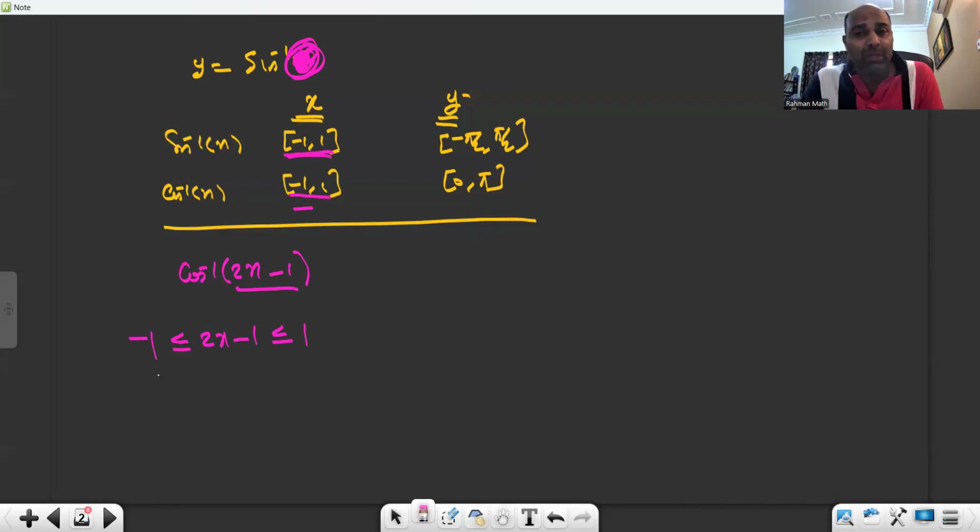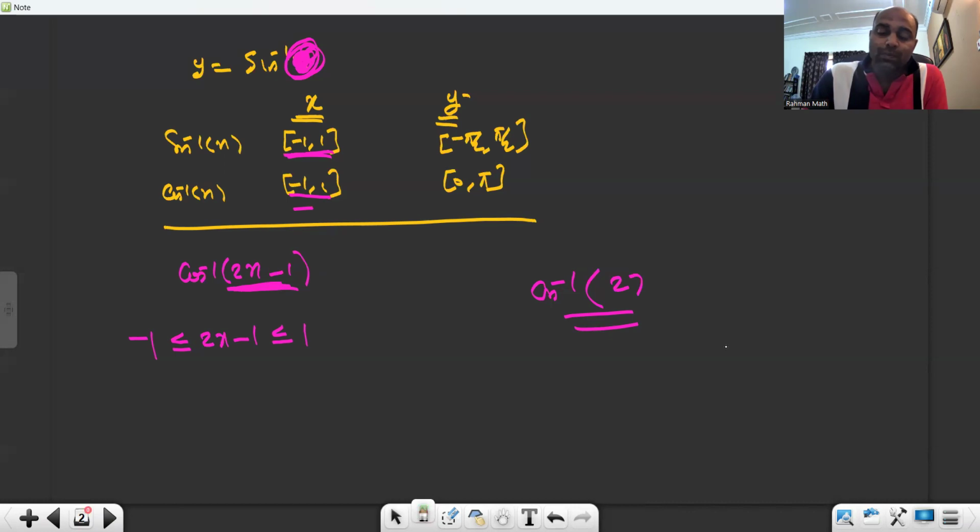2x minus 1 should be in between minus 1 and 1. If any other value is coming, I mean cos inverse 2 is coming, it is not defined. The value inside the bracket should be in between minus 1 and 1. Be careful. Cos inverse 2 is not defined. If you type it in the calculator, the calculator will show math error.